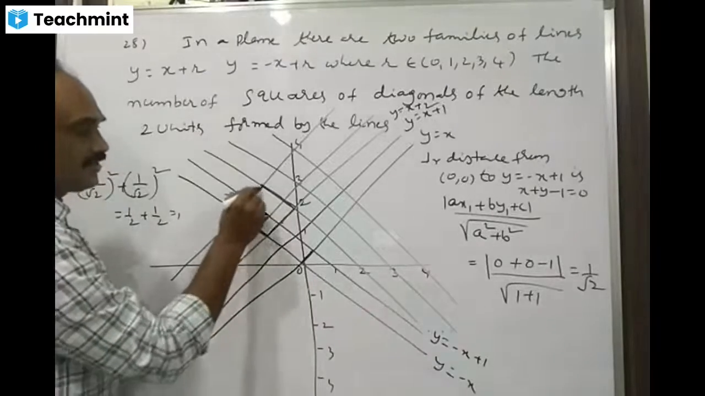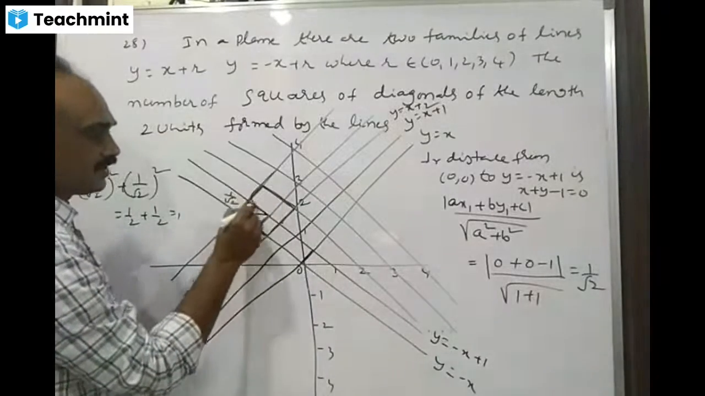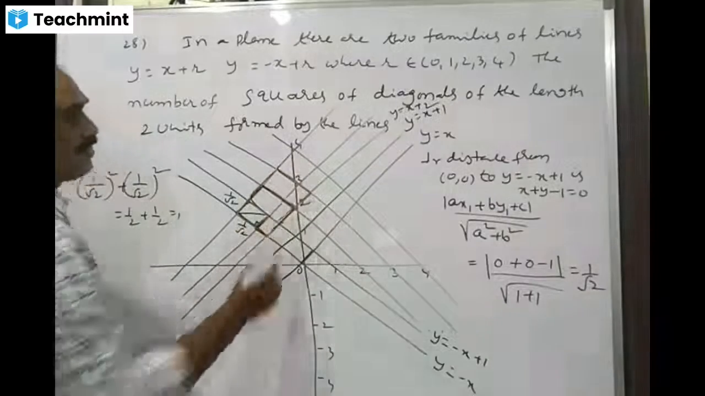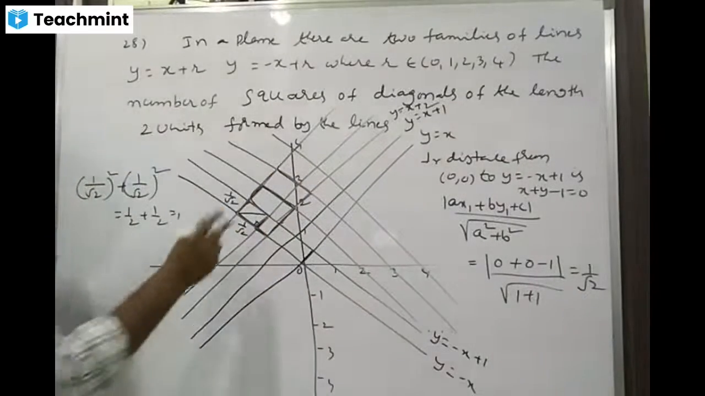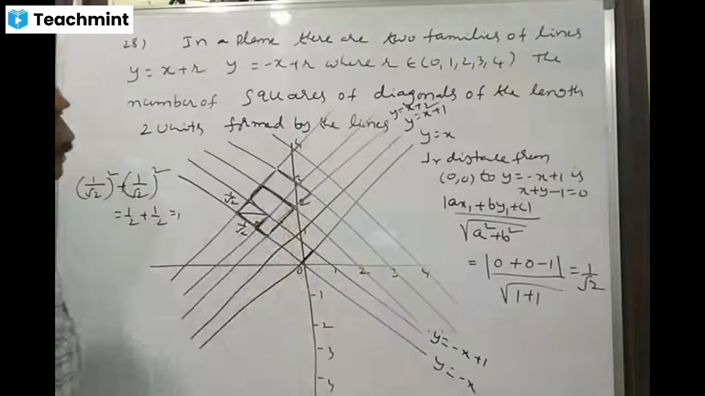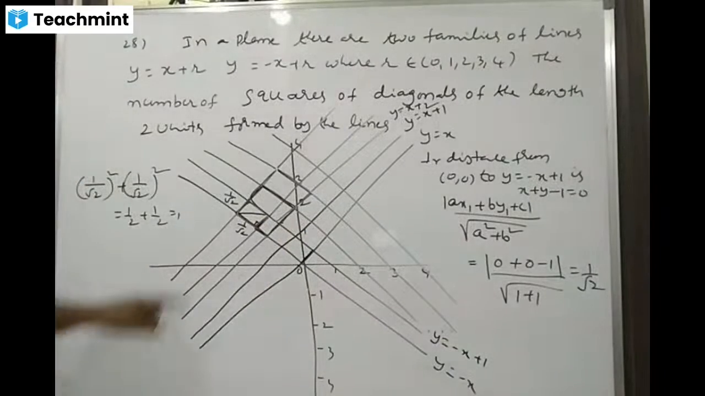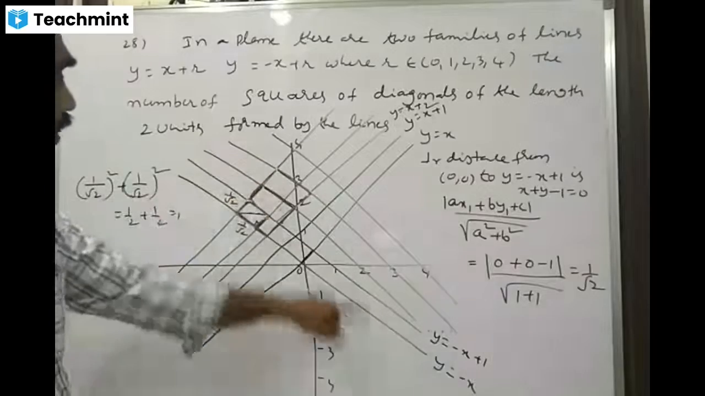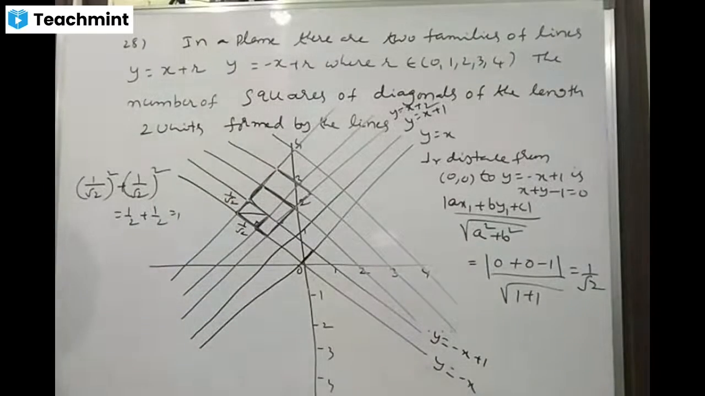So this is one square. Next, this is also a second square, and this is also a third square. So friends, total 3 squares, friends. Sorry, I said 4 earlier, but the total is 3.